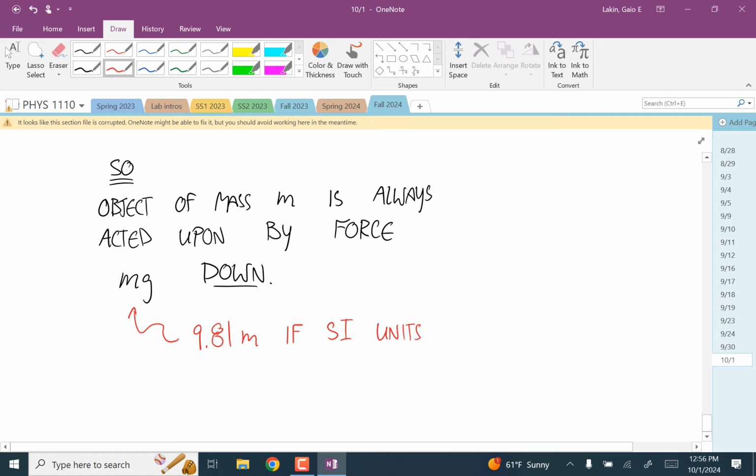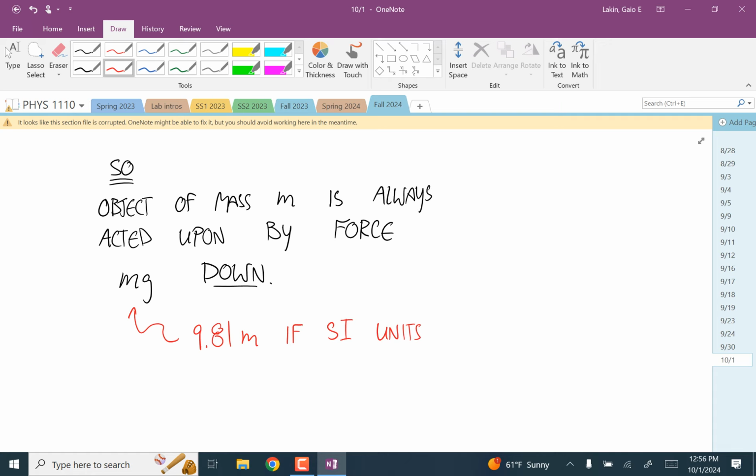Okay, and so that's what's happening in free fall, but gravity doesn't care whether you're in free fall or not. So whether the person's on the ground or in free fall or in an airplane or a car or whatever, this is what gravity is always doing to any object with a mass of m.